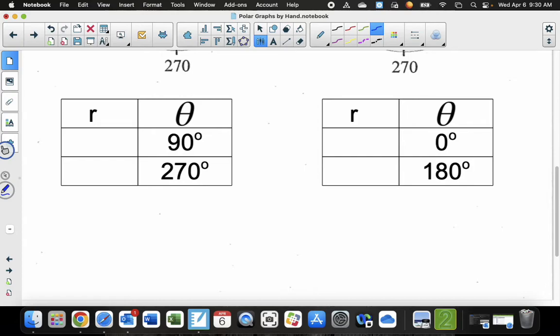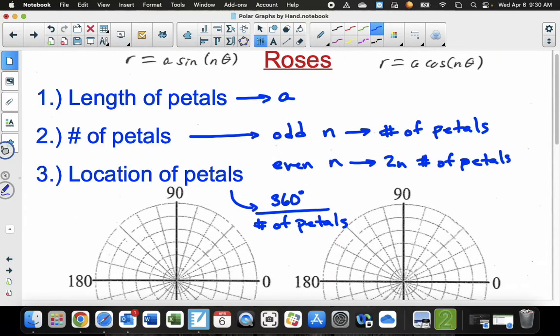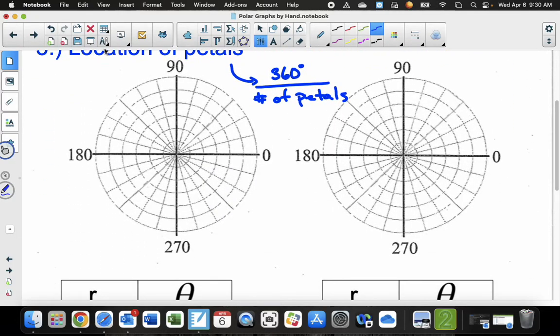If you're trying to locate, you really need to locate just one petal, because once you know where one petal is, you can come right back to the number of degrees between the petals and sketch everything else from there. So in order to get started on a rose, you just need one petal, and then sketch from there. Okay, like I said, I'll show you when we get there.